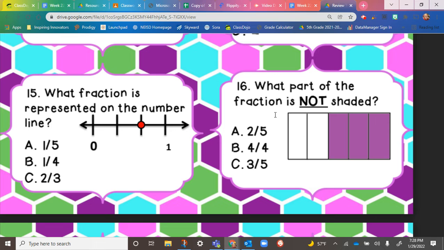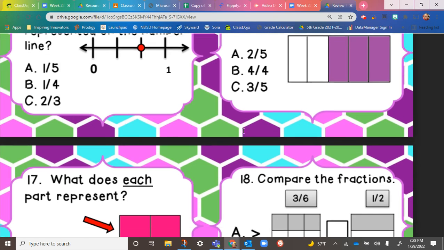Number 16, what part of the fraction is not shaded? So that would be the 2 out of 5. So there's 2 parts not shaded. So 2 is our numerator, and the denominator tells me how many parts the whole has been broken into, so that would be the 5, so 2/5.